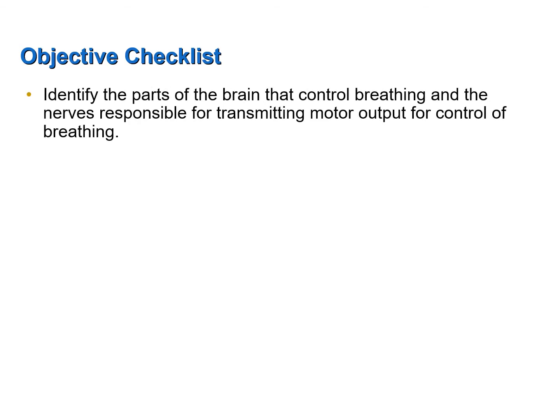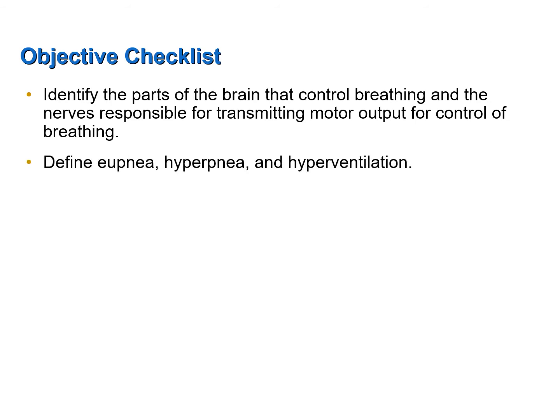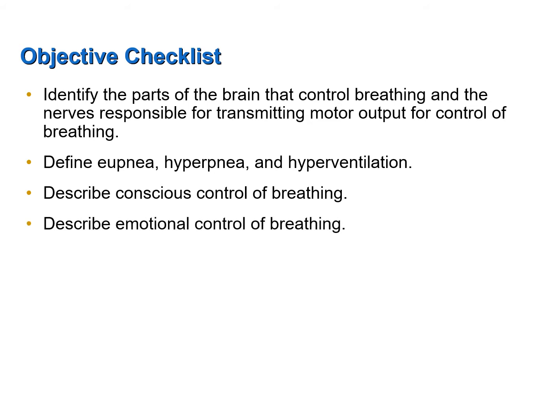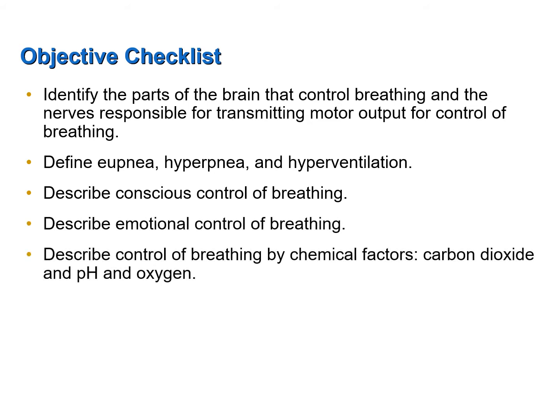Identify the parts of the brain that control breathing and the nerves responsible for transmitting motor output for control of breathing. Define eupnia, hyperpnea, and hyperventilation. Describe conscious control of breathing. Describe emotional control of breathing. Describe control of breathing by chemical factors: carbon dioxide, pH, and oxygen. And lastly, define hypoxia and cyanosis.